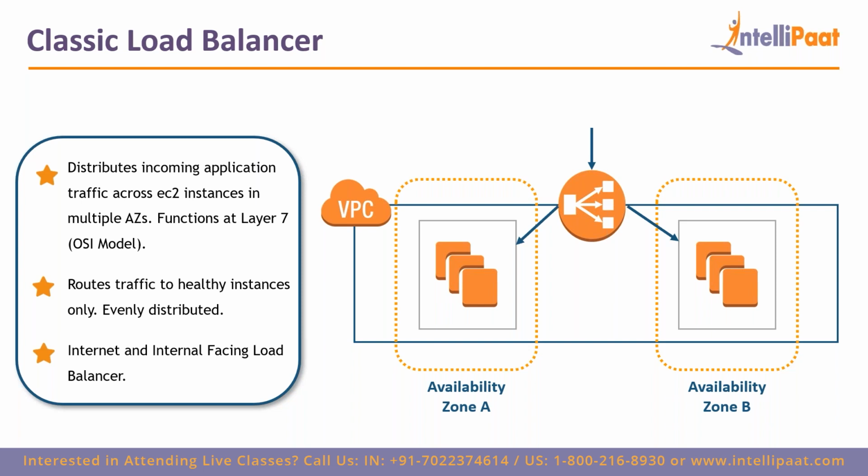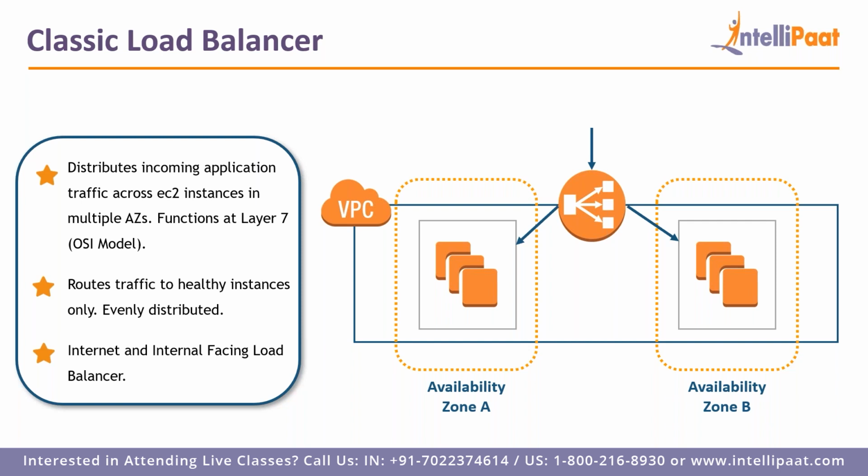Let's say you have 10 servers. The first time you refresh, it might take you to 3. The second time you refresh, it might take you to 4. That is totally random. It distributes incoming traffic across EC2 instances in multiple AZs, so you can configure it across multiple availability zones. It routes traffic to healthy instances only. For example, you have connected 10 servers to it, and suddenly one server stops working. Then ELB will automatically know this server is not working, so whenever you refresh, it will not take you to that server.